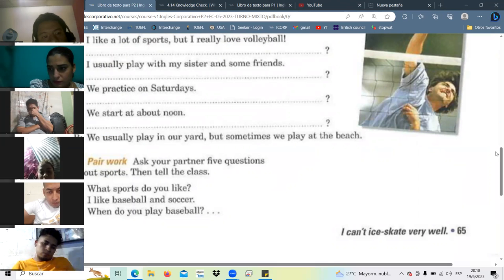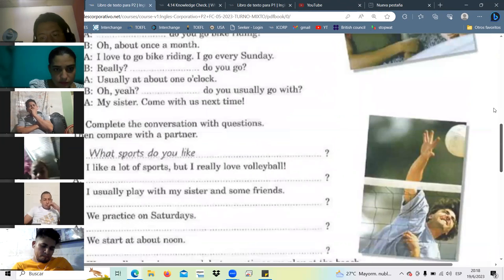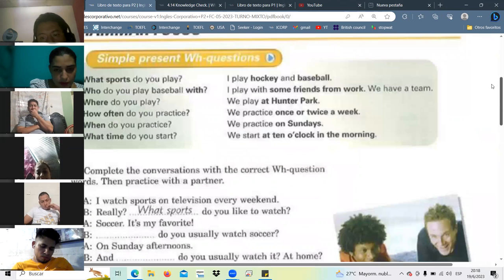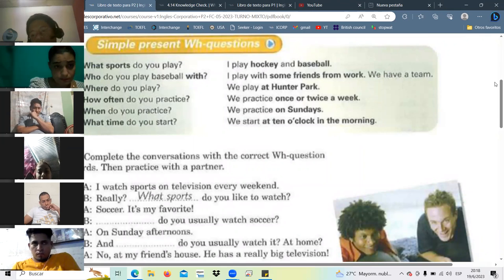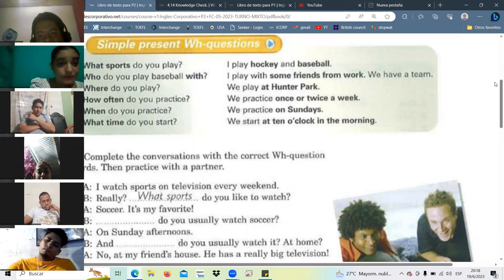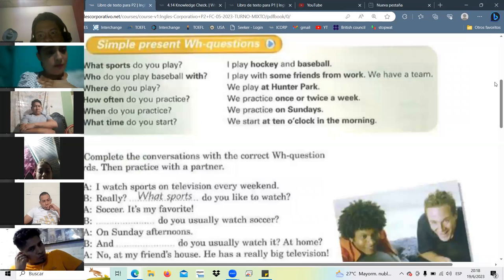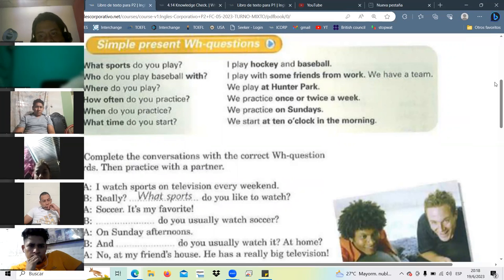The goal of using WH questions is to obtain more detailed information from someone. In this case, we want to know everything about the person's response, "I play baseball." So we ask, what sports, who, where, how often, when, what time? In order to form simple present WH questions, we can follow this next formula. WH word plus do or does plus the subject plus the verb plus some kind of complement.